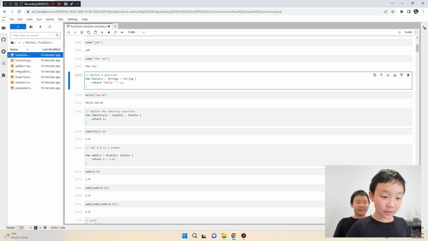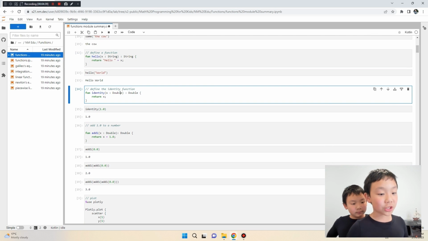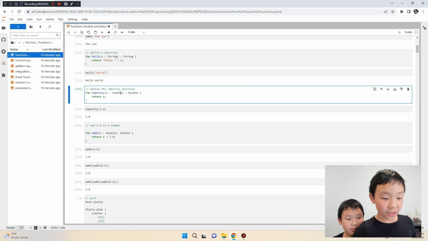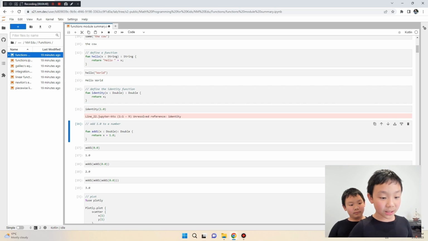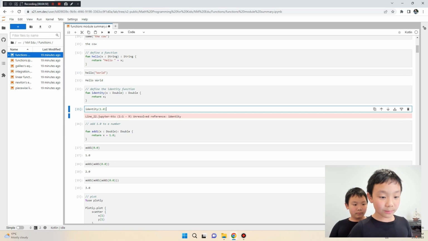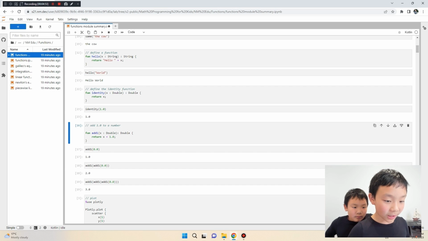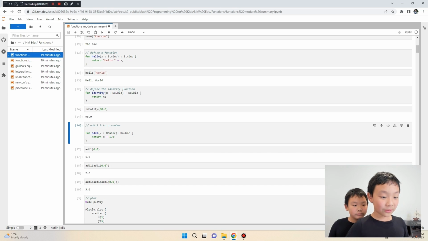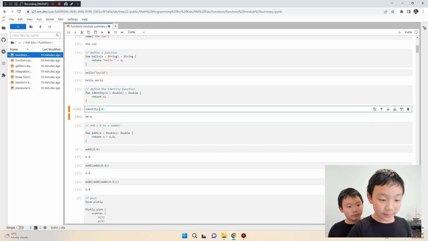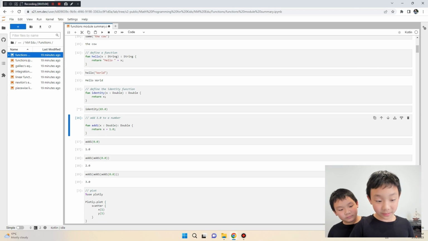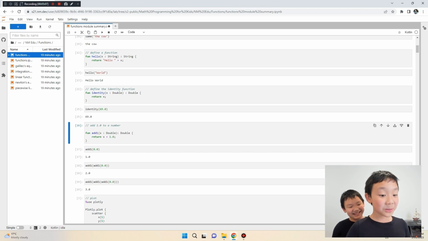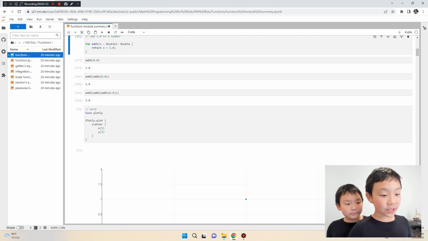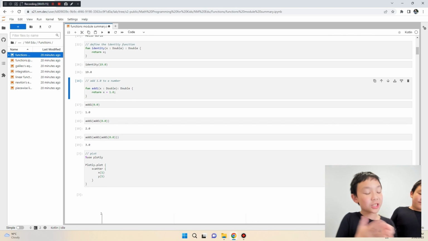Now, the next one is the identity function. The identity function is where you give it a number and it gives you the same number back. So it's not really interesting. If we type identity 0.1 and submit it, it just gives us 0.1. We type 89, it gives us 89. We type this number, it gives us the number. So that's the identity function. But that's not really interesting. It's just giving us the same number back.